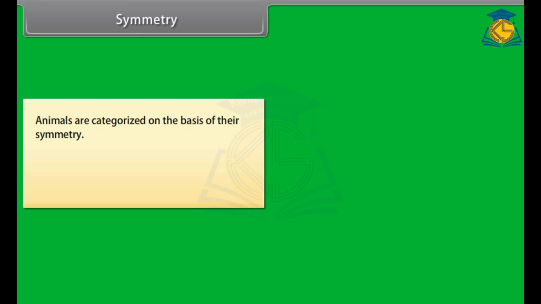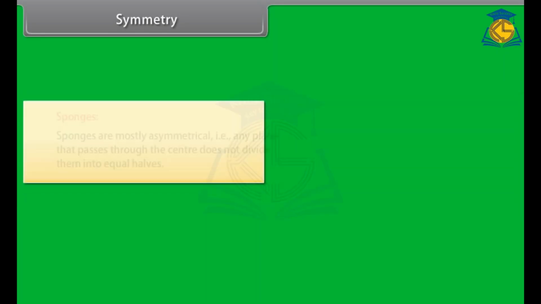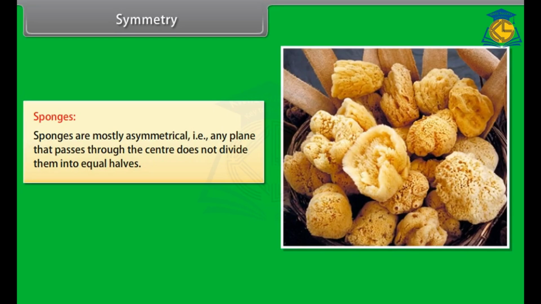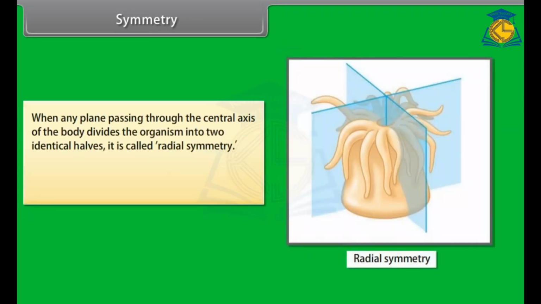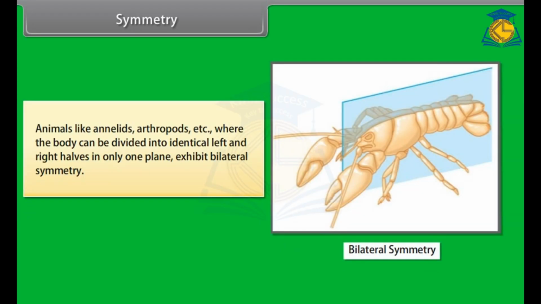Symmetry. Animals are categorized on the basis of their symmetry. They are asymmetrical, radially symmetrical, bilaterally symmetrical. Let us know them one by one. Sponges are mostly asymmetrical, that is, any plane that passes through the center does not divide them into equal halves. When any plane passing through the central axis of the body divides the organism into two identical halves, it is called radial symmetry. Coelenterates, ctenophores, and echinoderms have this kind of body plan. Animals like annelids, arthropods, etc., where the body can be divided into identical left and right halves in only one plane, exhibit bilateral symmetry.